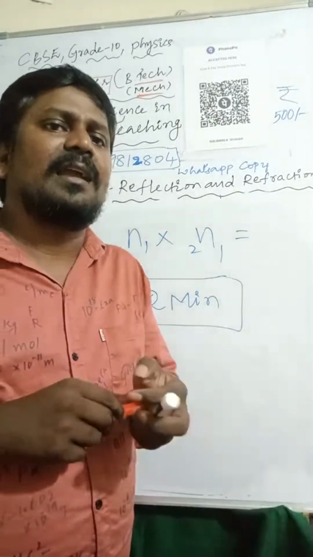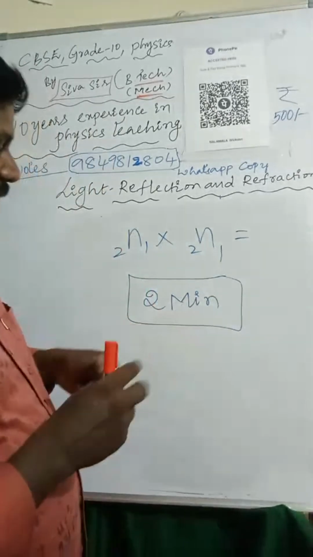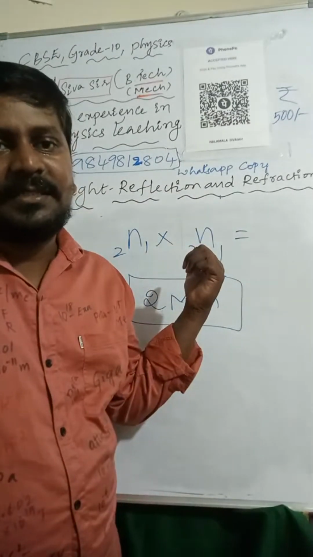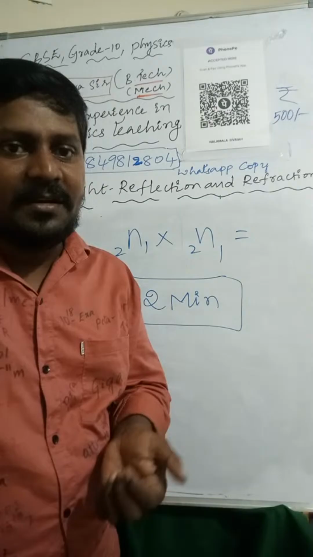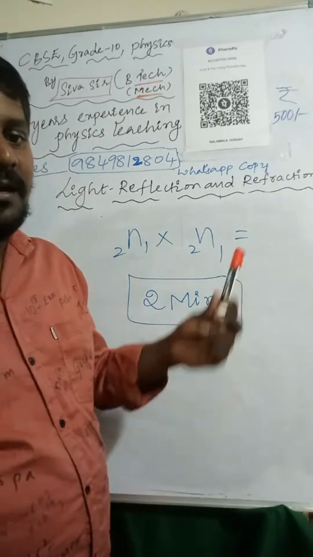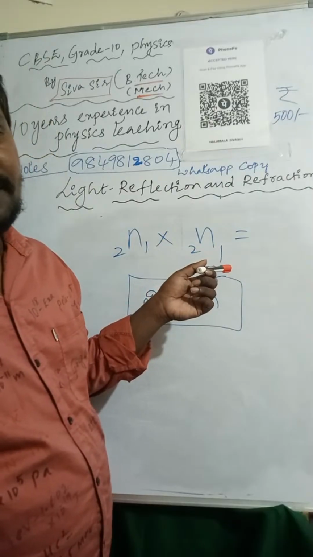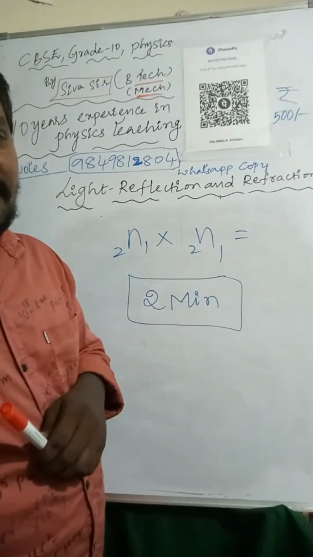Try to answer randomly. So again, the question is, see this one. This is the question. Just now I explained refractive index, and this question is related to refractive index. So I'm giving 2 minutes.